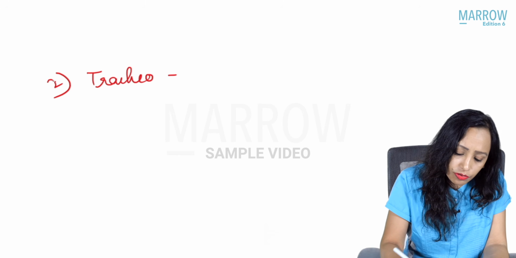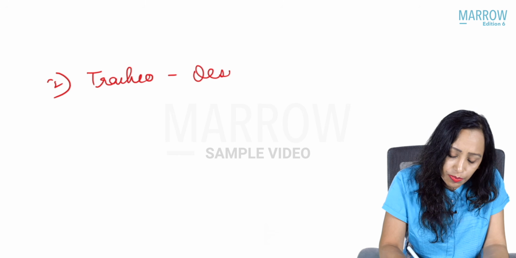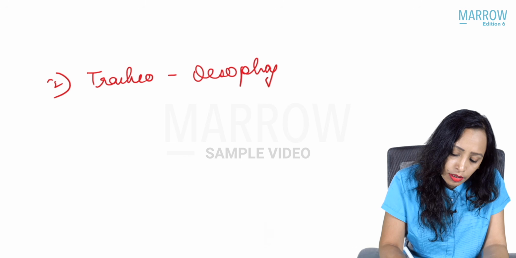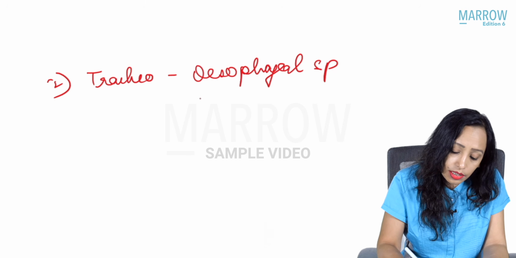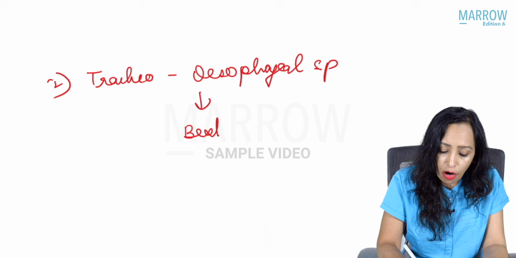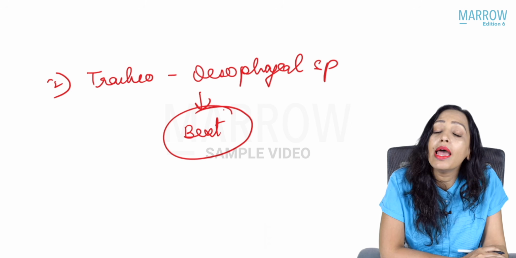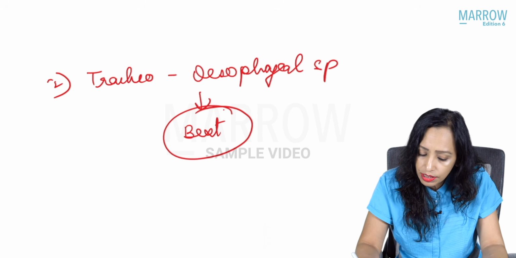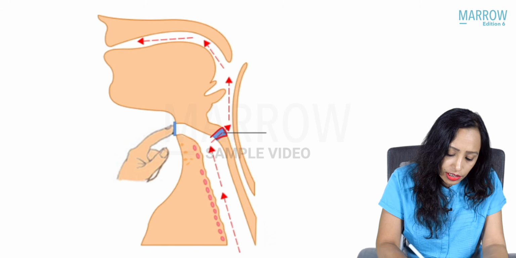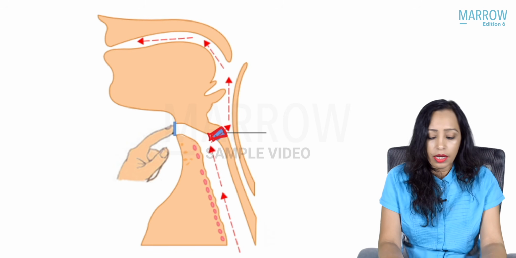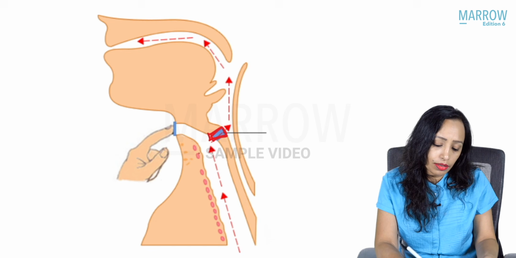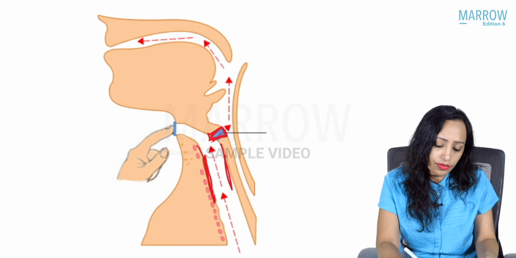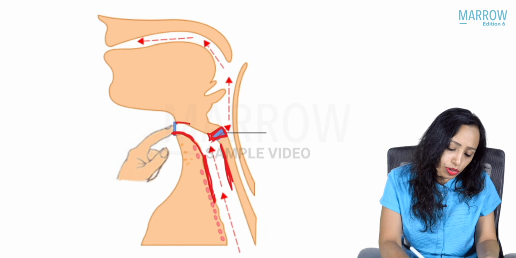This is the second form of speech, tracheoesophageal speech. This is the best form of speech following laryngectomy. Here what is done is, just see here, a valve is attached. This is a valve, okay? A valve is attached in between. This is the trachea that you have pulled out and sutured to the skin outside.